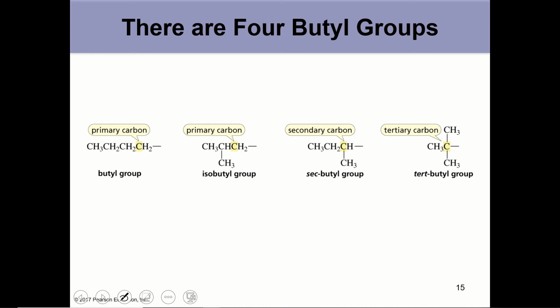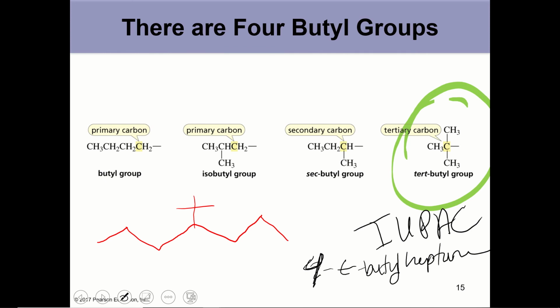For butyl groups, we are not going to worry about isobutyl or sec-butyl groups. The only structure here that we need to know is a tert-butyl group. We need to know that because the IUPAC has decided to use tert-butyl as a valid IUPAC naming option. And that is because chemists are lazy and it's easier to say tert-butyl.